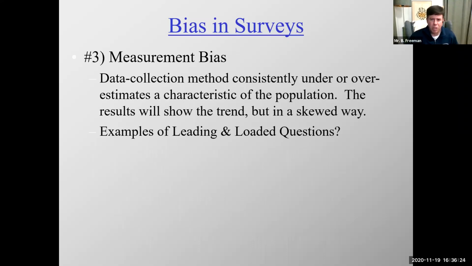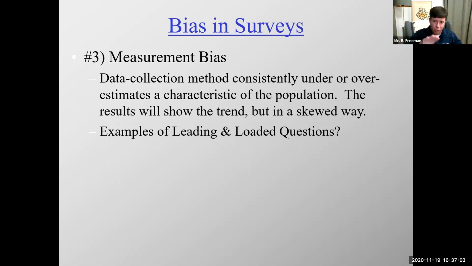Third type of bias is a measurement bias. This is the one that I find the trickiest because it's not that people don't respond, it's not that you have the wrong group. Measurement bias, you could add even to your sheet here, is the one that manipulates, the one where you intentionally or unintentionally alter the question to put people towards your own bias or opinion. So this is when the data collection method is flawed in that it consistently under or overestimates a certain group of the population or a certain opinion of the population. And this is a case where we say that the result will show the trend.